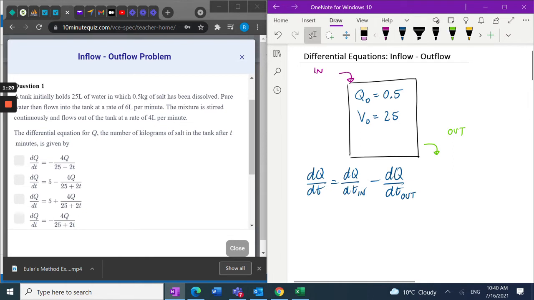If you read the question, for the rate in, it says pure water flows into the tank at a rate of 6 liters per minute. Okay, and the fact that that's pure water means there's no salt, so the rate in is actually going to be zero. So that's the easy part. As far as the rate out, what's happening on the way out is the mixture is stirred, and it's flowing out at 4 liters per minute.